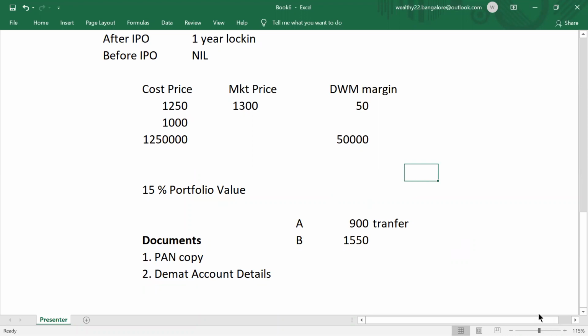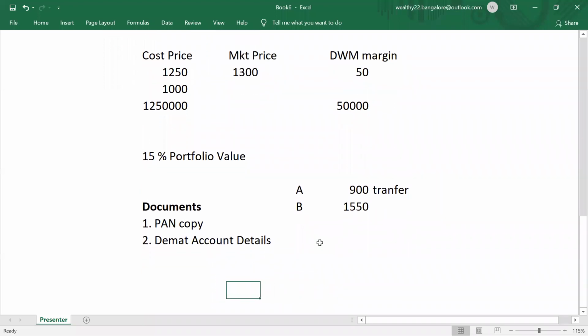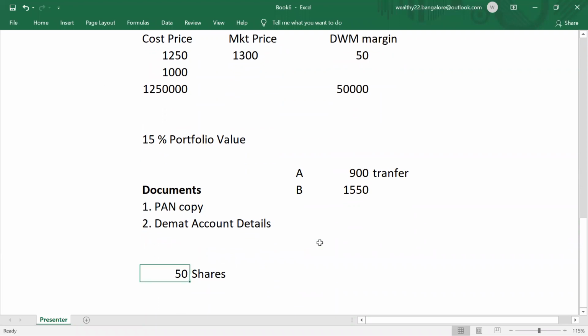Just wanted to ask, is there any minimum quantity to deal with unlisted? Nothing like it. You can buy any quantity, but generally we say 50 shares is a good quantity to deal with, because sometimes some share prices are very low, so we ask the customers to buy more, but there is no minimum quantity.